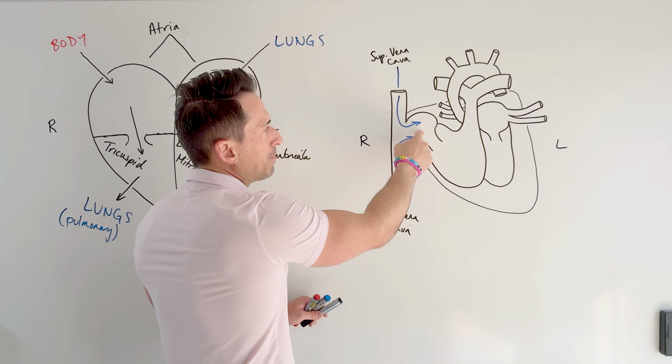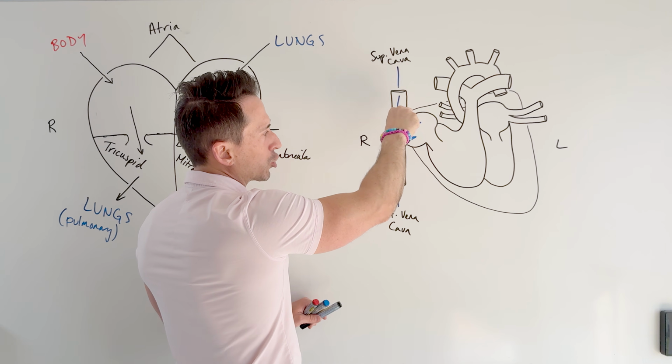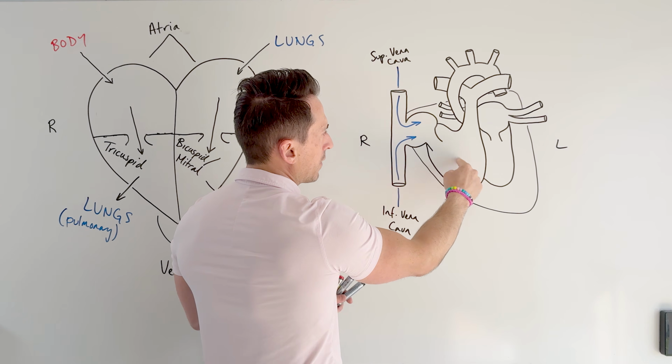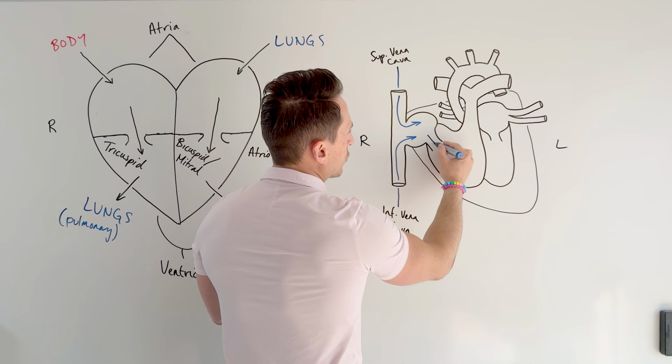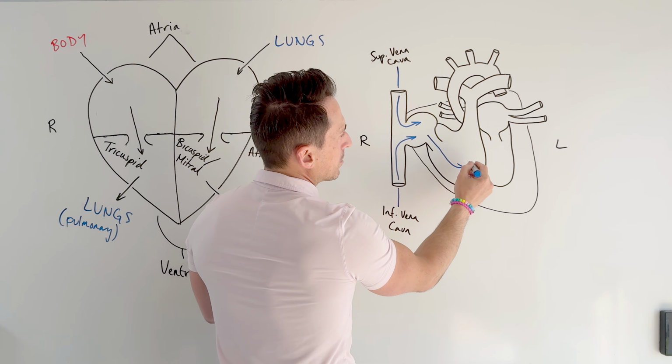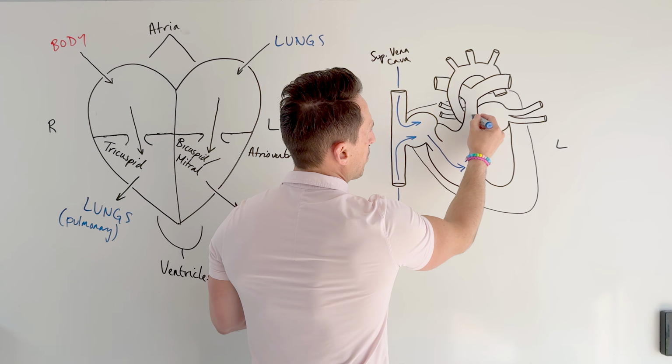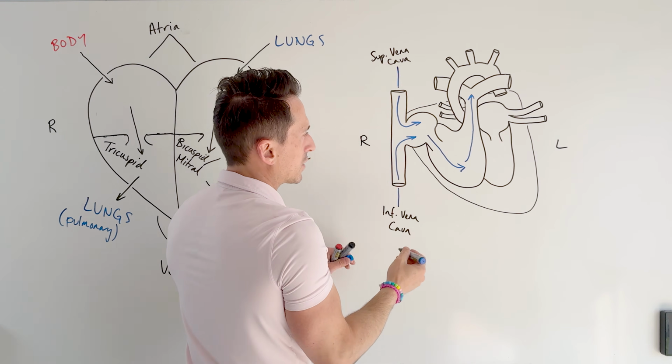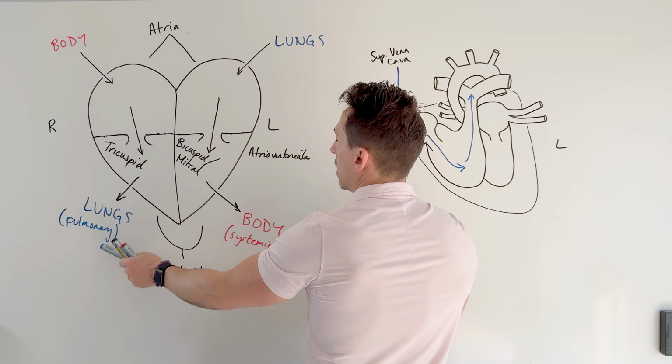Enters the right atrium. That right atrium, the muscle around it will contract, push the blood through the tricuspid valve into the right ventricle. In the right ventricle, it will contract and push the blood up, up, up into this vessel here that we know is going to go to the lungs, right?